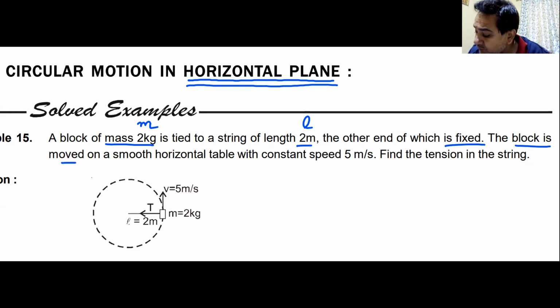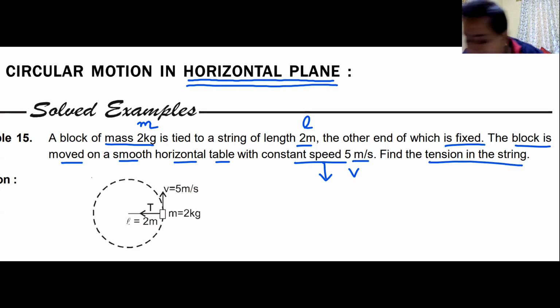The block is moved on a smooth horizontal table, so there is no friction. Friction can also come, and friction will come. Don't worry, it will not make life difficult. It will make life easy. So it is moved on a smooth horizontal table with a constant speed. Let us call it V. So I have a block of mass m attached to a string of length L, moving on a smooth horizontal table with a constant speed. Remember, they have told constant speed and not constant velocity because it is continuously changing direction. We have to find the tension in the string.